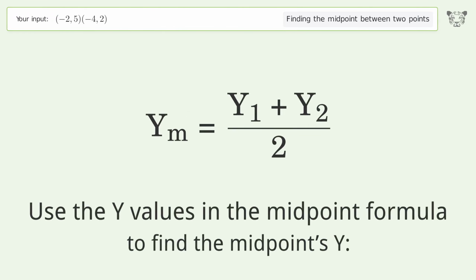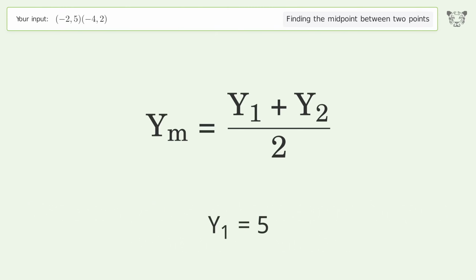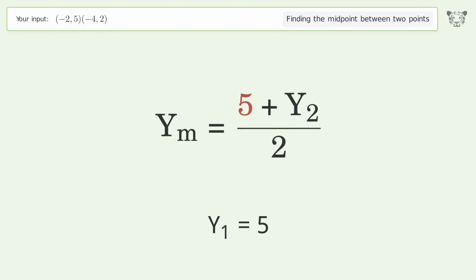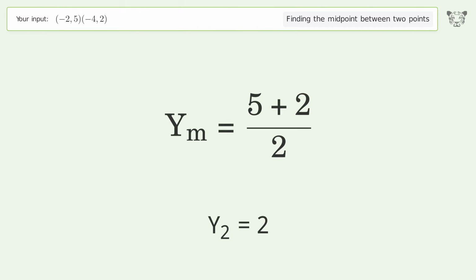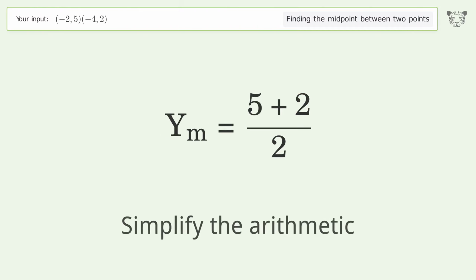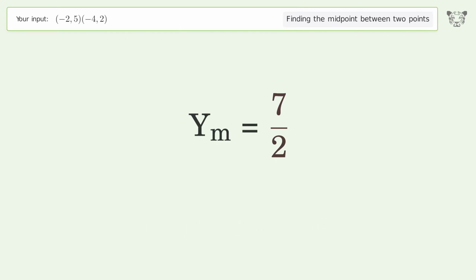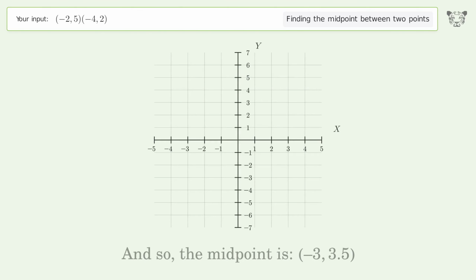Use the y values in the midpoint formula to find the midpoint's y. y1 equals 5. y2 equals 2. Simplify the arithmetic. And so, the midpoint is -3, 3.5.